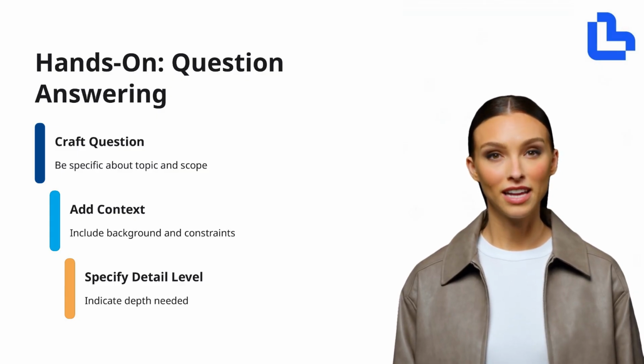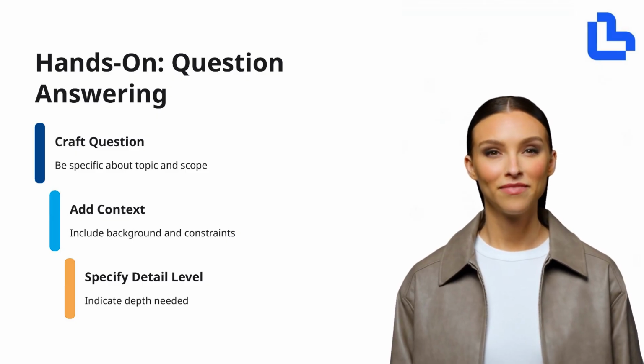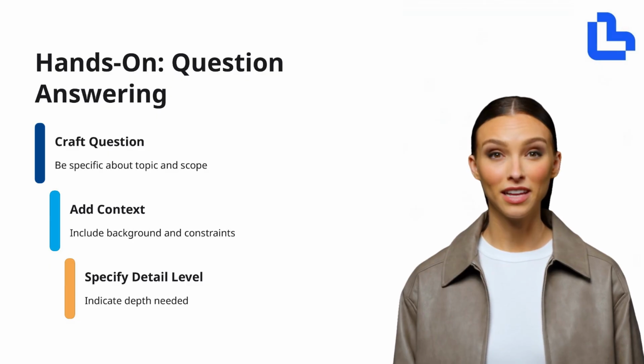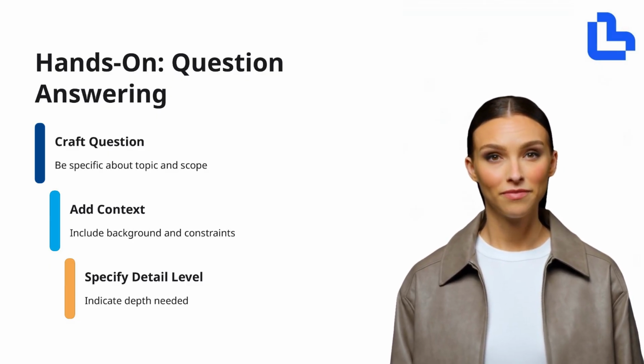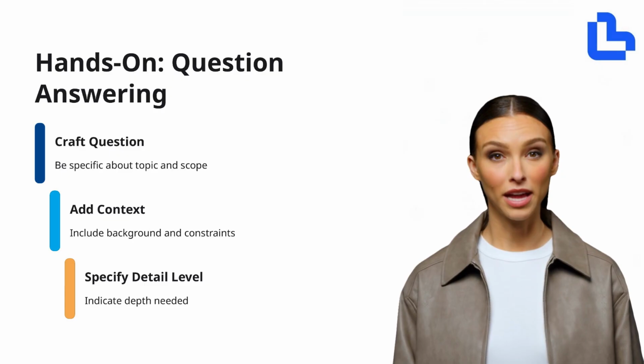Next, add context. If the question is about a product, include relevant background, like the product's purpose, user base, or recent updates. This helps the AI tailor its answer to your unique situation. Then, specify the detail level. Do you want a high-level summary or a deep technical dive? Should the answer be suitable for a stakeholder presentation or a developer handoff?